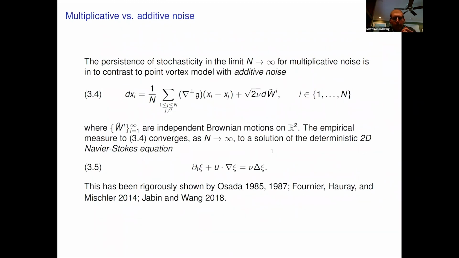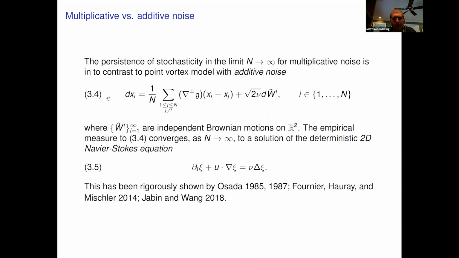So I should comment, though, that there's a difference here between what happens with additive noise, in that there's a persistence of stochasticity as n is going to infinity for multiplicative noise. We start with a stochastic system, and then we end up with a stochastic PDE. This is in contrast to what happens if we look at the point vortex model with additive noise, where now these W tilde i are independent Brownian motions on R2.